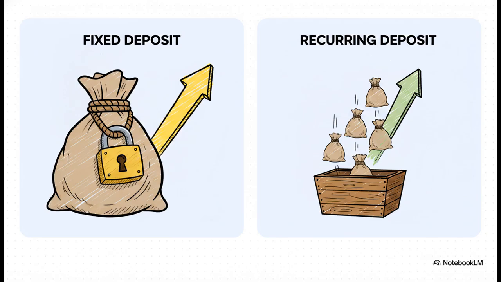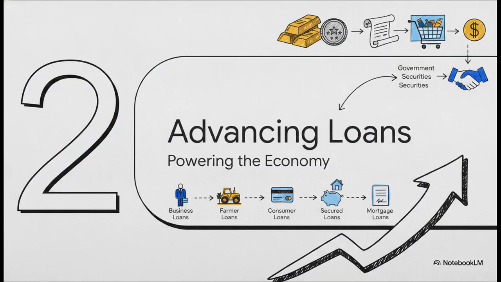Compare that to a subtype called recurring or cumulative deposits. With these, instead of dropping a lump sum, you deposit regular monthly installments for a fixed tenure. It's brilliant because it promotes a regular saving habit, and the interest rate offered is nearly equal to a fixed deposit. Moving right along to Act 2, advancing loans. This is how banks take that fuel and actually power the economy.